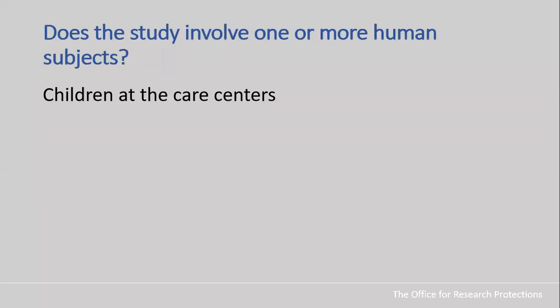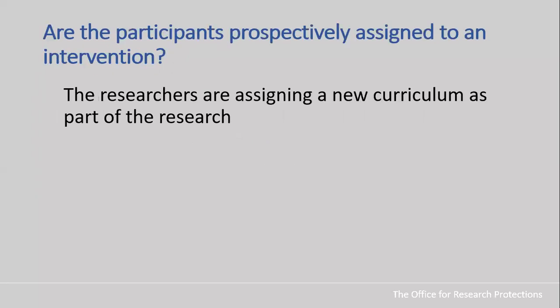All right, let's move through the questions. Does the study involve one or more human subjects? We've got children at the care centers. So the answer to this is yes. Are the participants prospectively assigned to an intervention? Well, the researchers are assigning a new curriculum as part of the research. They're not simply measuring the learning outcomes for a curriculum the child centers are already using as their normal practice. So the answer to this is yes.